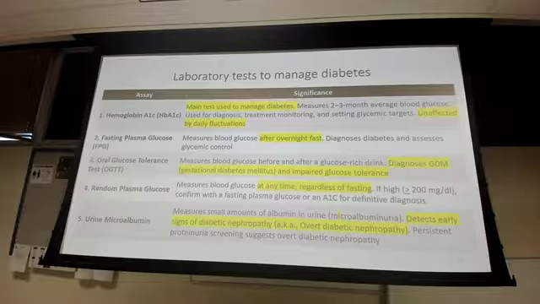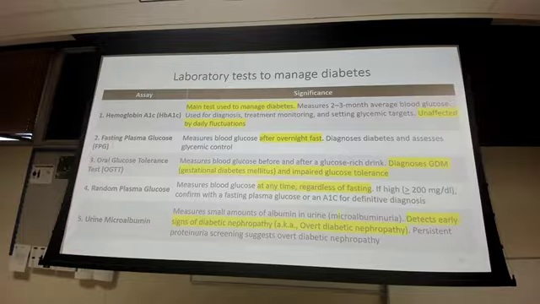Then you have your oral glucose tolerance test. You see this a lot in gestational diabetes mellitus. And that's where you have the pregnant women drink that really thick drink. They tell you it tastes like Fanta, but it doesn't. It's really gross. They lied to me, but it's okay.